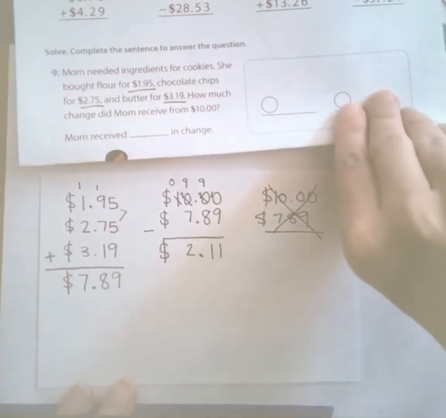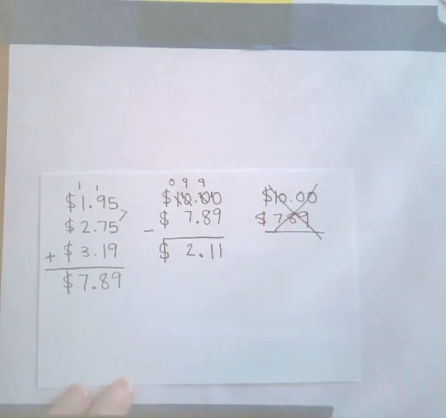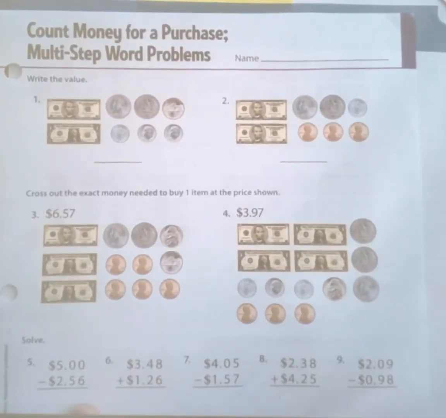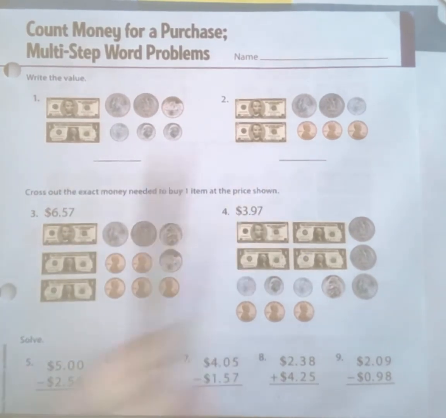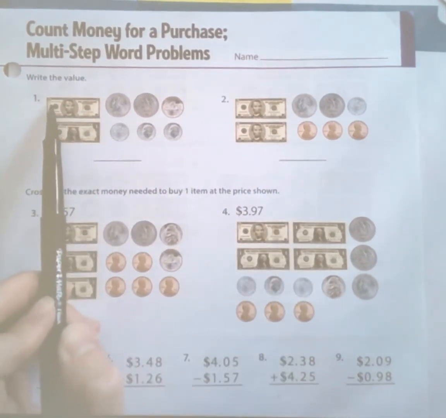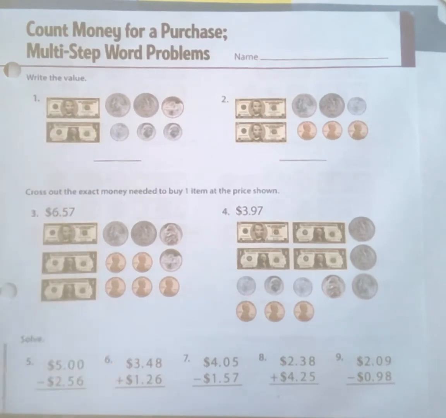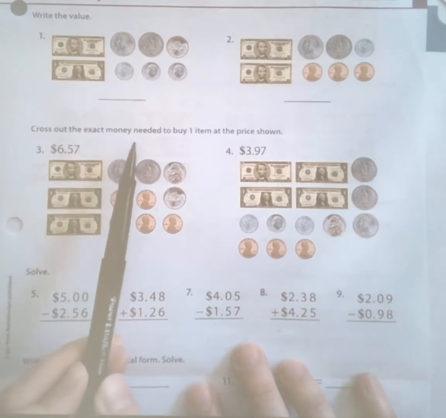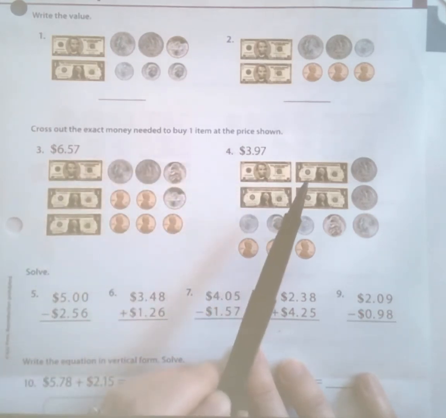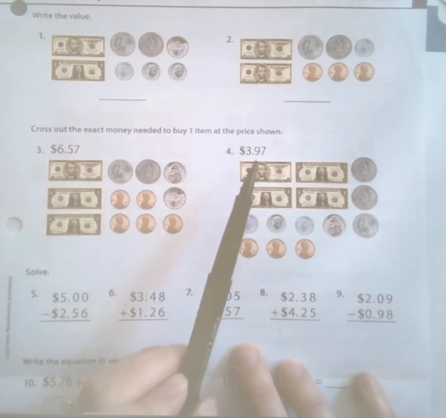What I would like for you to do today to practice these skills that we have learned is page 237. It's a review of some of the things we've been doing. So, in these problems, you just need to figure out how much money is there. Look closely though, you've got some $5 bills in here. This one, it says, cross out the exact money needed to buy one item at the price shown. I think those directions are a tad confusing.